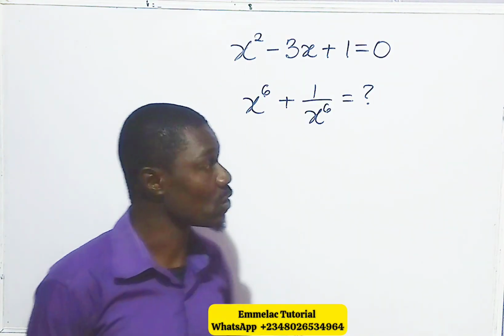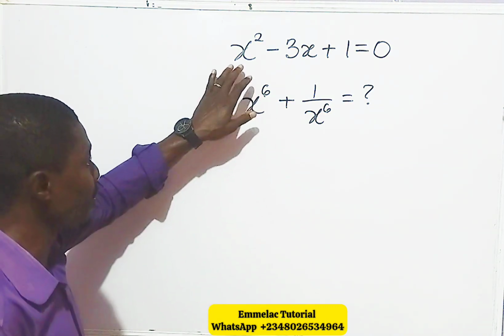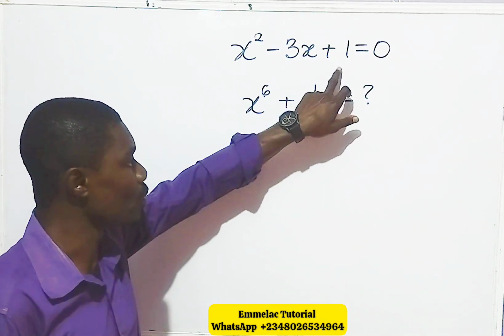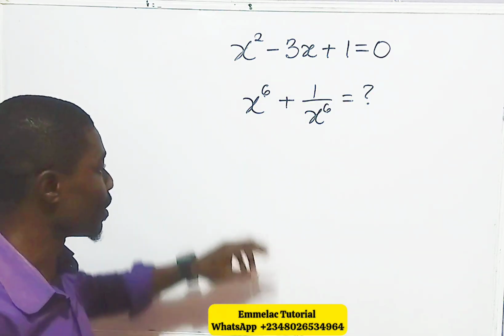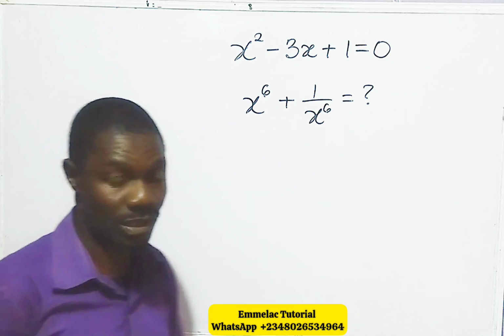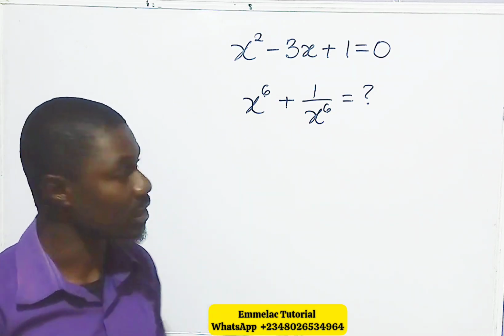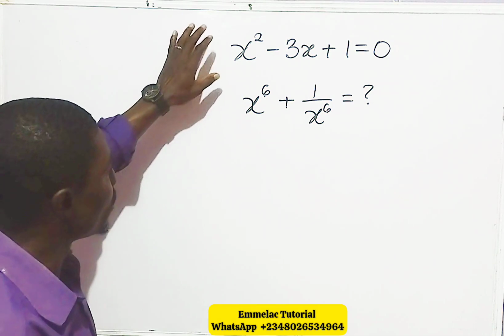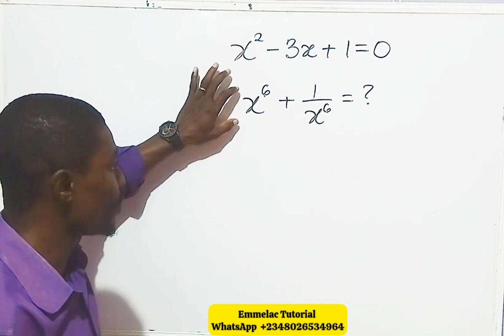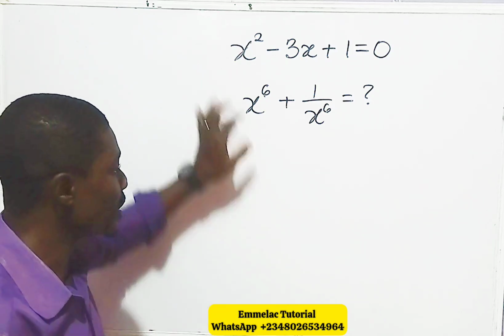Now before us, let's look at this question. This is x raised to 2 minus 3x plus 1 equals 0, and we have to evaluate x raised to 6 plus 1 all over x raised to 6. Okay, so how do we go about it? We will need to work with the equation given for us to evaluate this question.